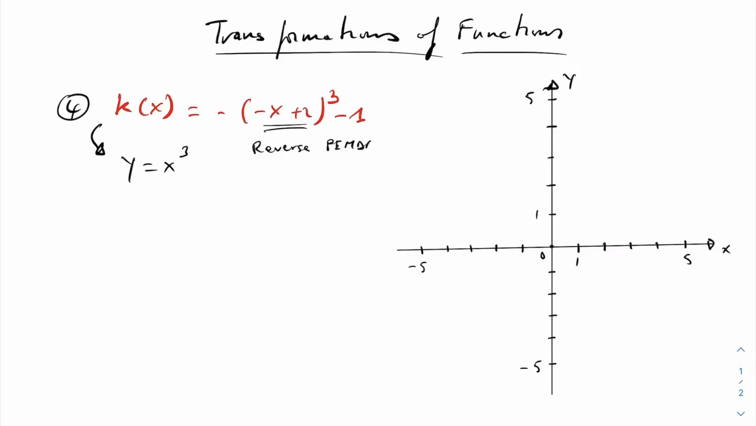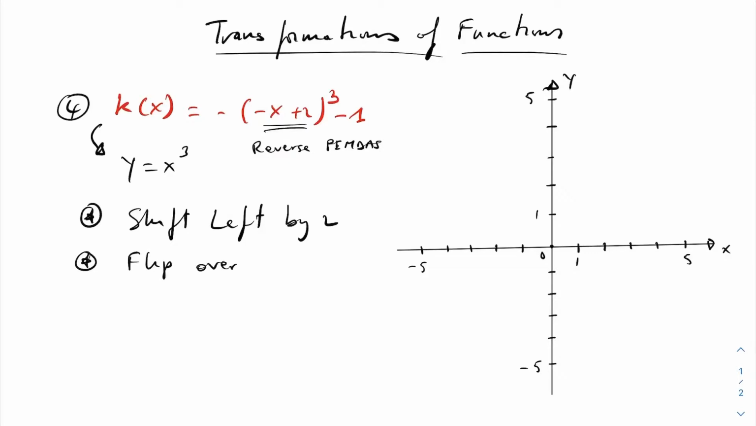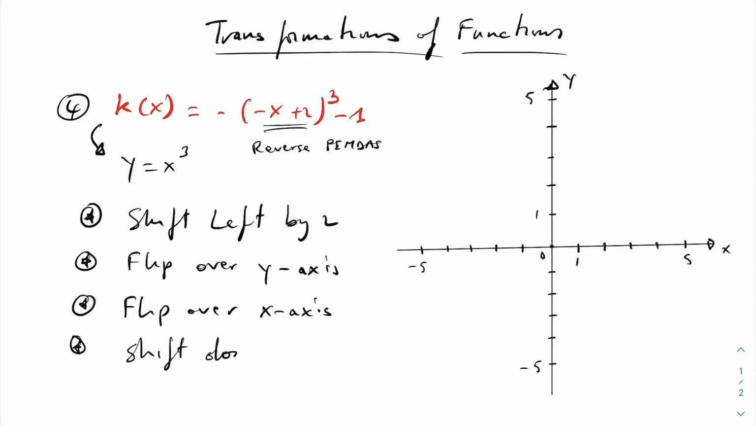Doing a reverse order of operation here, we're going to start with the addition by 2. So since we have an addition by 2 here, the graph is going to be shifted to the left by 2. Then the multiplication by negative 1 on the x here would flip the entire graph over the y-axis. As we get out of the parentheses, the entire graph is negated, and so that's going to be a flip over the x-axis. And finally, you have a negative 1 on the entire graph, which is going to be shifted down by 1.